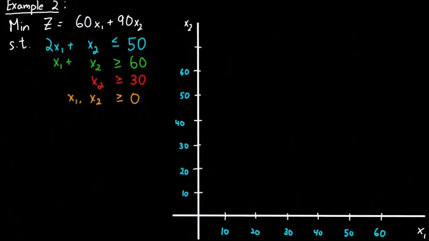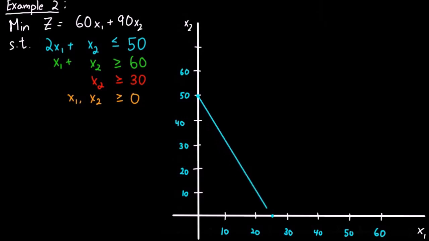Let's take a look at our second example now. As always, we begin by plotting the constraints. So our first constraint, we have intercepts at 0, 50 and 25, 0.